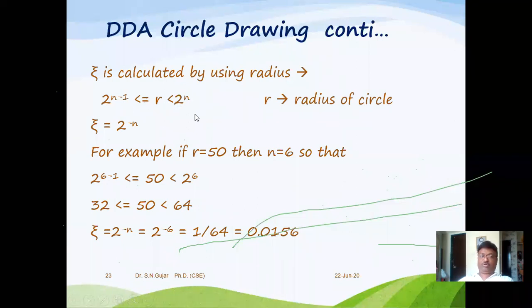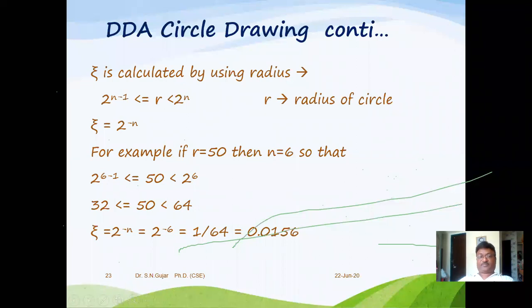Is it true? No. So you have to increase n one by one, and once the n value becomes 6, then 6 minus 1, 2 raised to power 5 is 32, so 32 is less than or equal to 50, less than 64. So this condition is true. Once this condition is true, your n value is found. Put this n value in your epsilon equation, and epsilon comes as 2 raised to power minus 6, which is 1 by 64, and 0.0156 is my epsilon value.